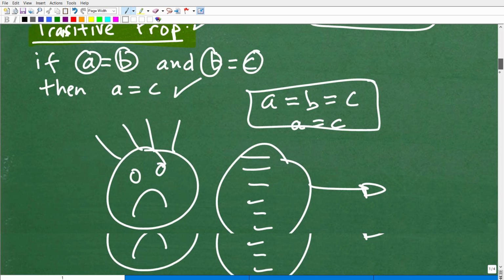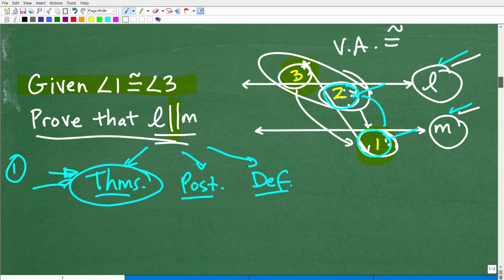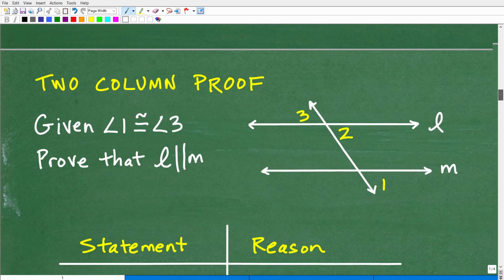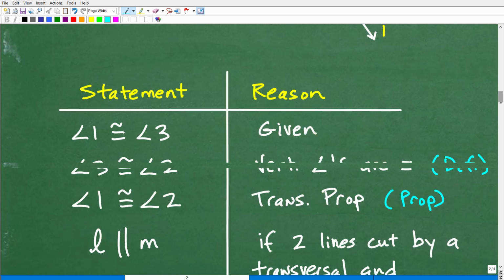So let's go down here and actually do this now. If you want to, play around with this for a second, pause the video and construct the proof. But let's go ahead and see my work. Again, you could have done this a different way, but this is the most direct route to take. So, a 2-column proof for this. Given angle 1 is congruent to angle 3, prove that line L is parallel to line M. Of course, that's the problem. Let's get into it now.